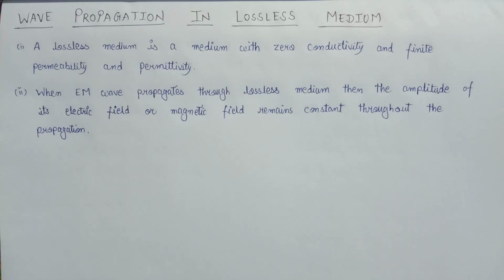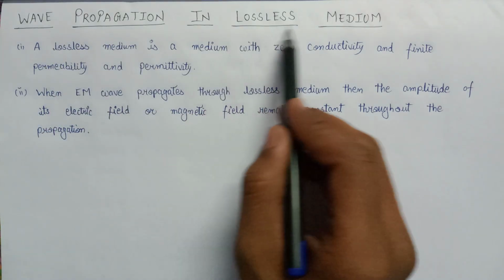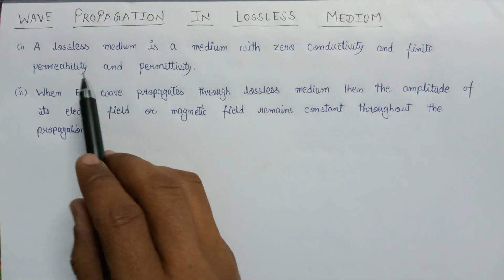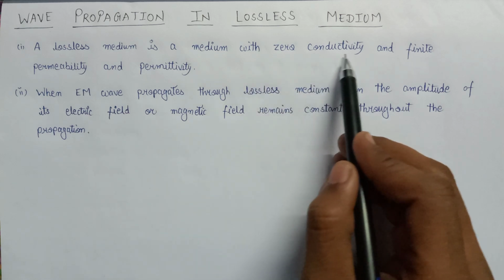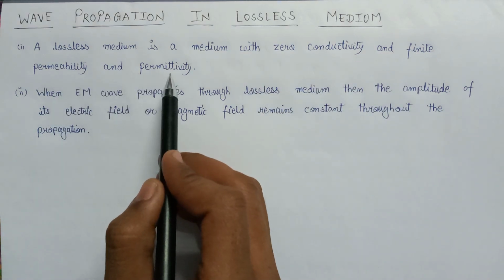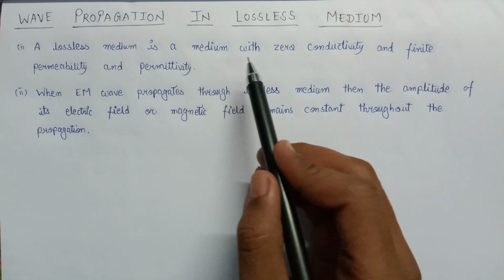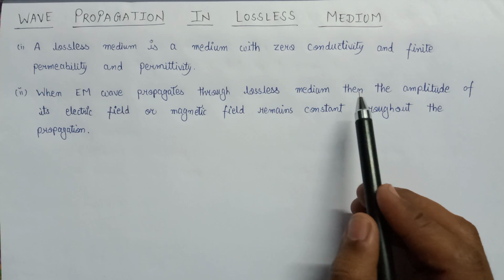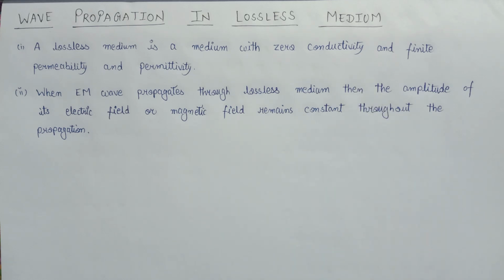Welcome all. In this lecture, we are going to discuss wave propagation in lossless medium. A lossless medium is a medium with zero conductivity and finite permeability and permittivity. So, when the wave is propagating in the lossless medium, the conductivity is exactly equal to zero, but it will have some value of permittivity as well as permeability.